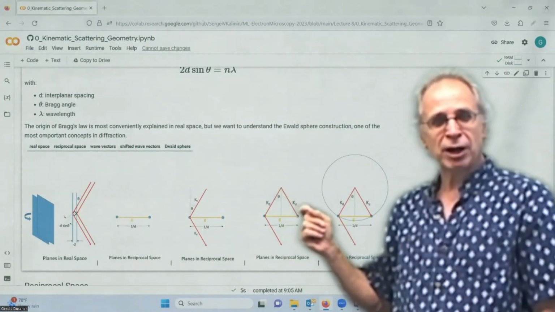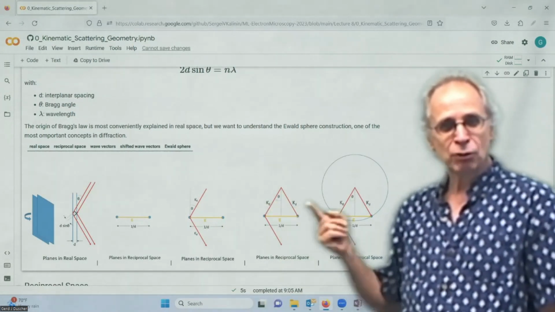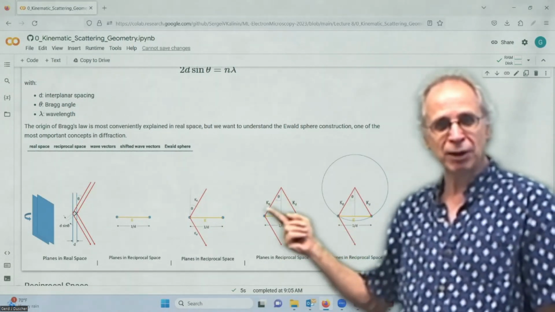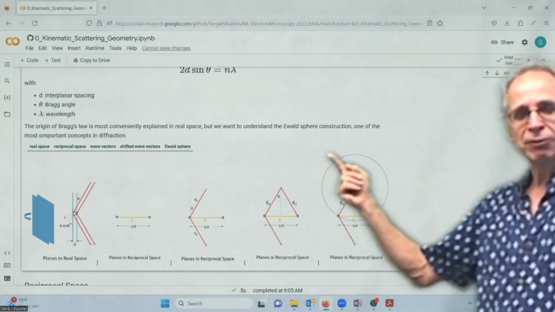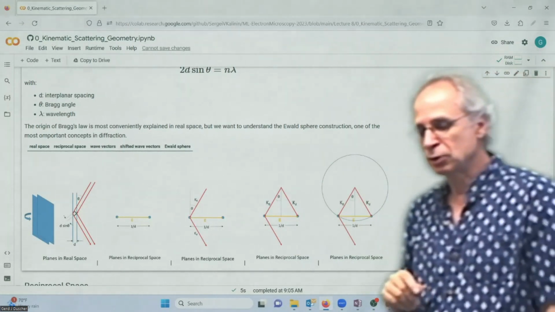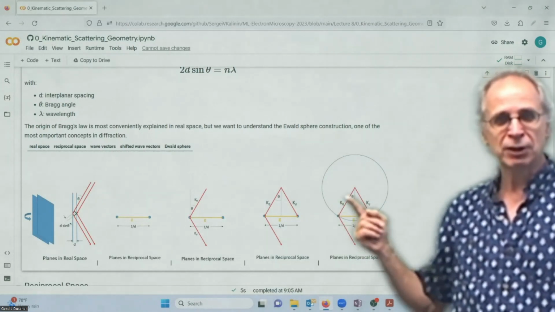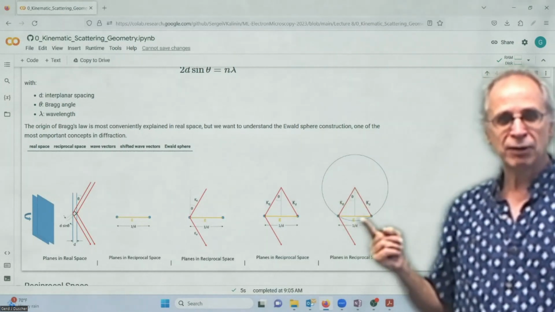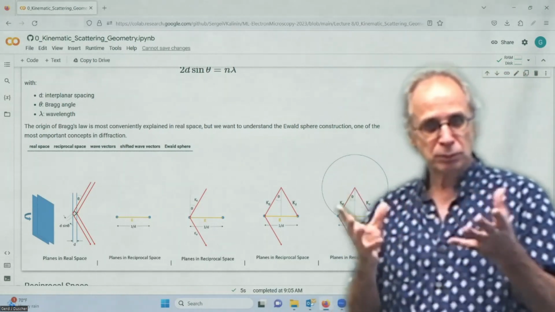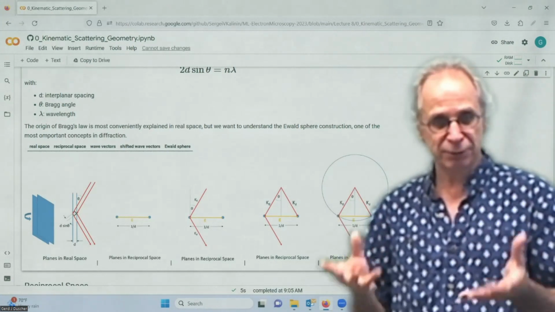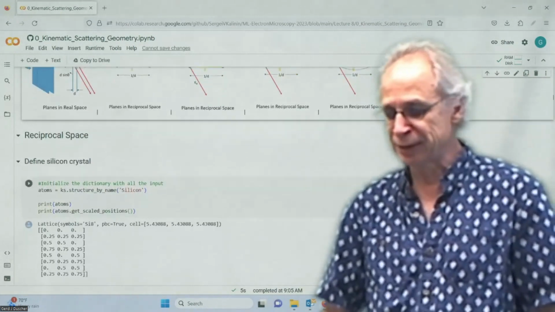So we have a nice triangle, but since we know that these two vectors have the same magnitude, all we have to do is put a circle around it, and then we have all the possible wave vectors from the incoming one. And this is the Ewald sphere construction. So this is very, very basic, right? Physics 101. Just a reminder.